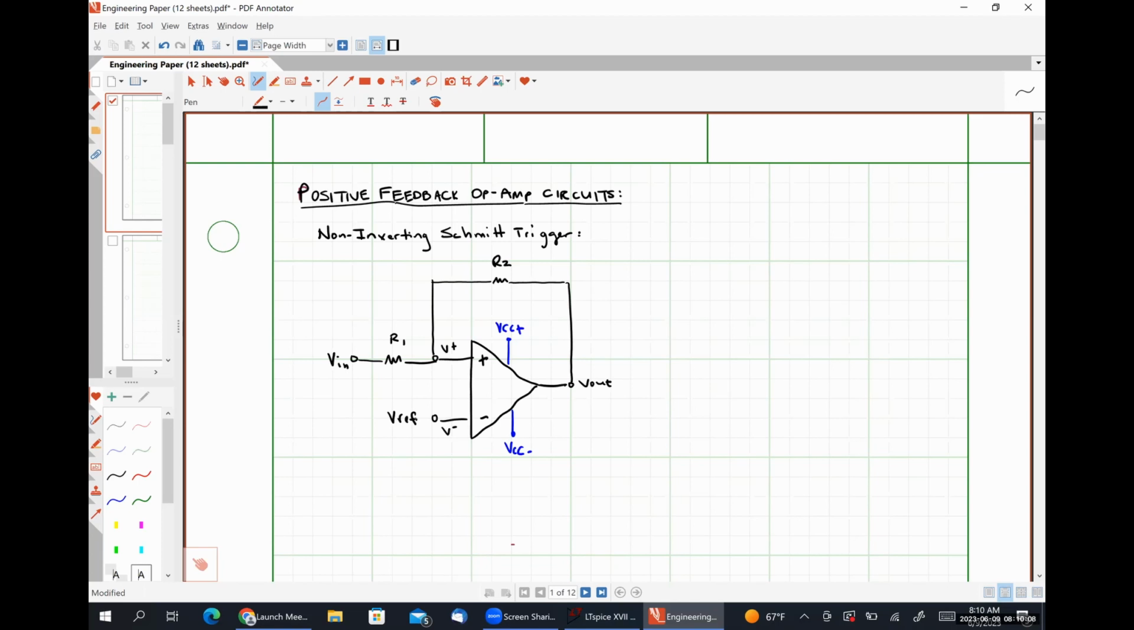So we are going to analyze this circuit by using the practical op-amp model. But before we do that, we are going to make a few quick assumptions here that will aid in our analysis. So the first assumption that we are going to make, let me write this down.